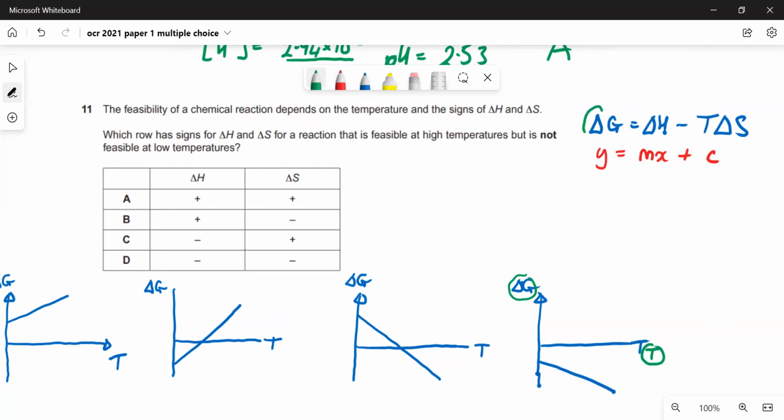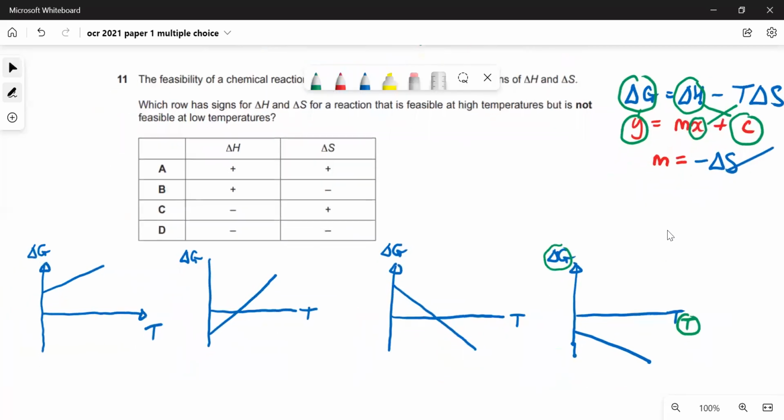Okay, right, we do that. So delta G is going to be our Y. Delta H is going to be the intercept on the y-axis, that's there. X is obviously the absolute temperature T. So you can see there that the gradient m is equal to minus delta S. Okay, so let's have a look at those. That's the four ways those lines could go, isn't it? Now, don't forget our intercept.